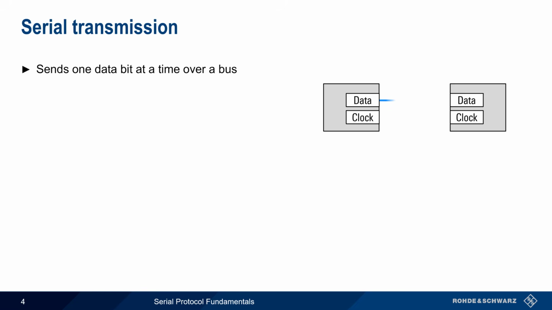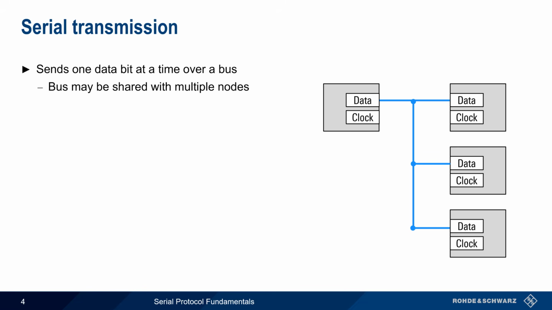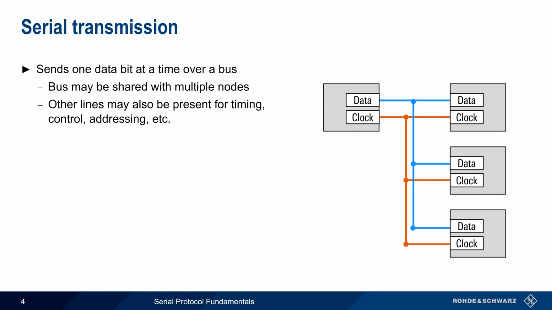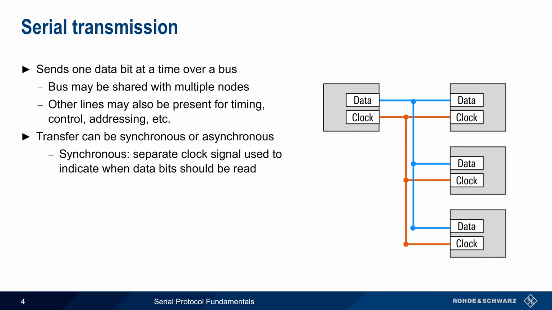Serial transmission, on the other hand, sends data 1 bit at a time over a bus, which may be shared with multiple nodes. In addition to a data line, other lines may also be present for things such as addressing, timing, control, etc. Serial transmission can be either synchronous or asynchronous. In a synchronous system, a separate clock signal is used to indicate when data bits are to be read. We'll look at examples of both types of systems later in this presentation.